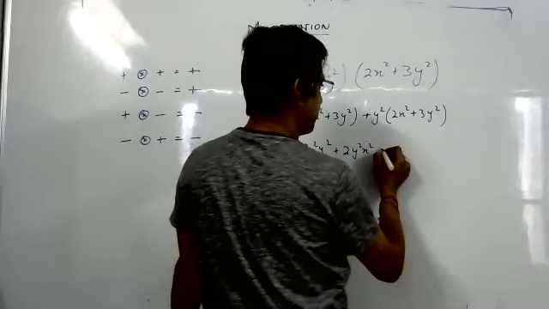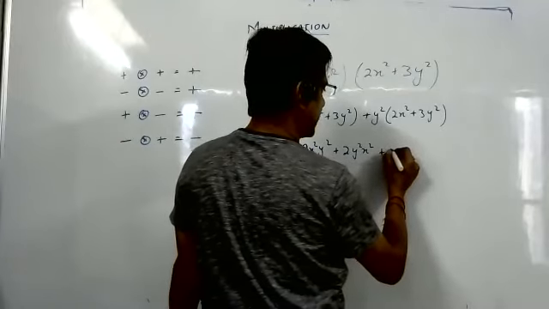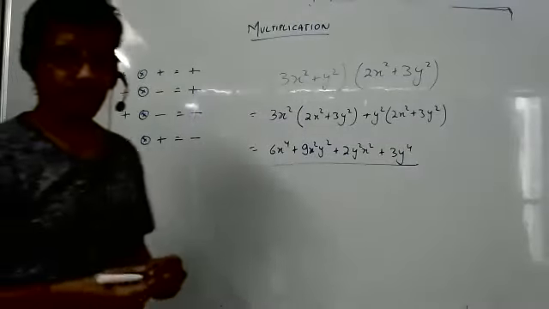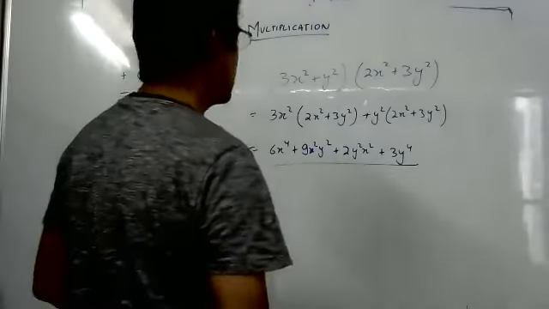Plus y square plus 3y square is equal to 3y to the power 4. Yes, good. Any problem in understanding? Then, yeah, tell me. Go ahead.